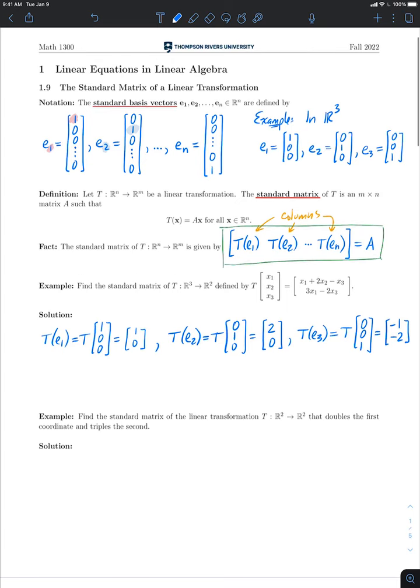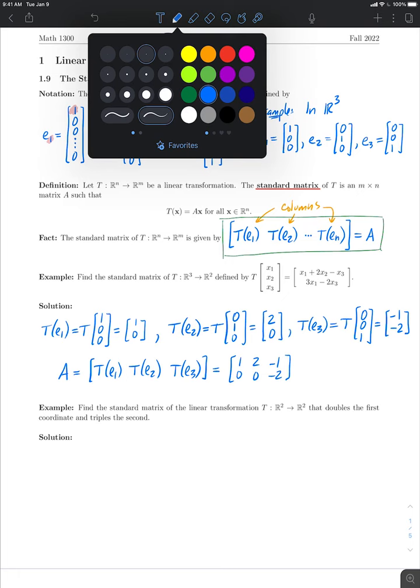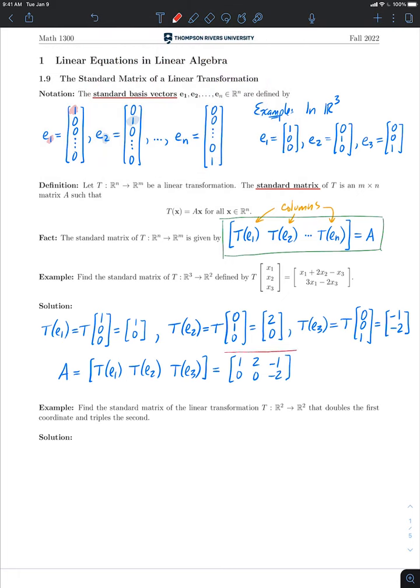So now the standard matrix is given by A. Let's write A is, and then we'll just write out the formula to remind yourself. It's going to be T of E1 for the first column, T of E2 for the second column, and then T of E3 for the third column. So let's put that together. We're going to get 1, 0, 2, 0, -1, -2. Okay, so that is our standard matrix.